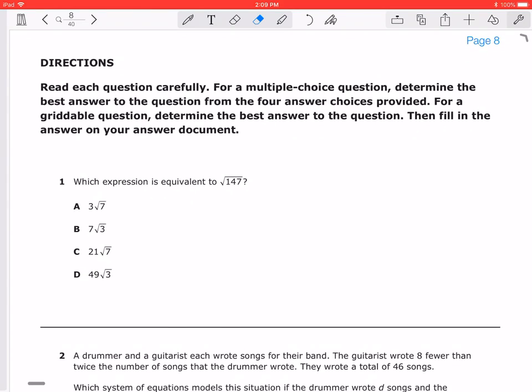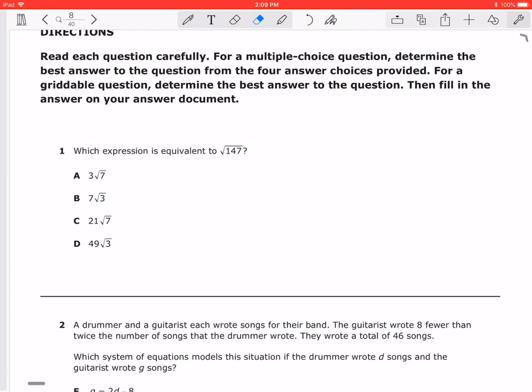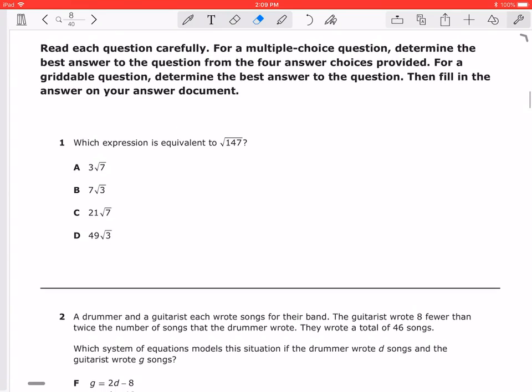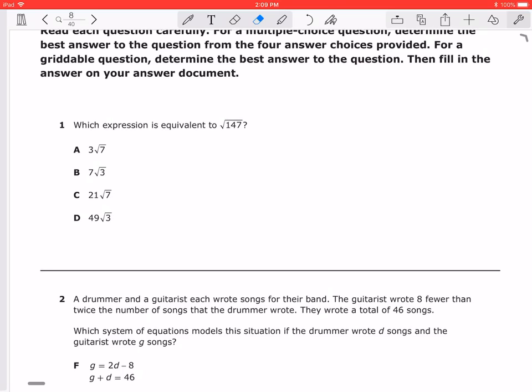Biggest instruction that I can tell you, just like they say here, read each question carefully. For multiple choice questions, determine the best answer to a question from the 4 answer choices provided. For a gradable question, determine the best answer to the question and fill out the answer on your document.